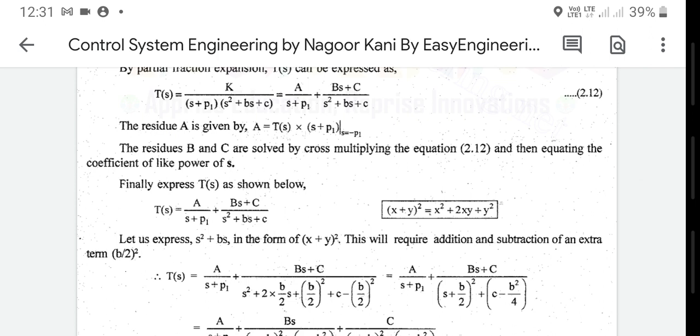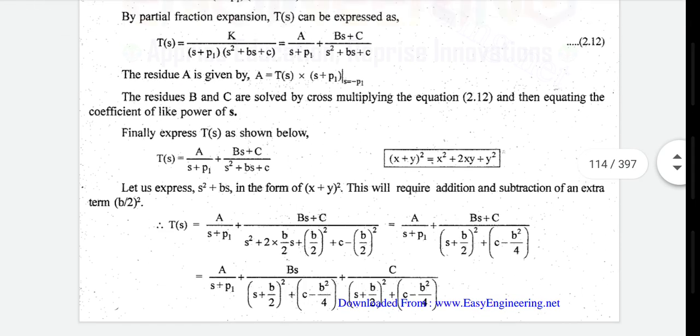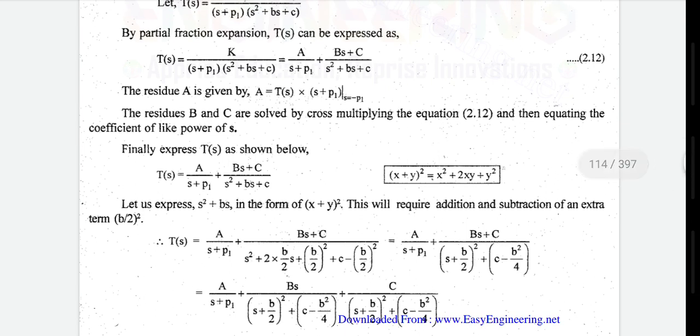Okay, so directly you can say what is the residue value of a, because a is nothing but the transfer function T of s into s plus p1, by letting s is equal to minus p1. So directly you can obtain the residue value of a, right? This you know, but now you have to calculate b and c residues also. Okay, so for this you have one method here.